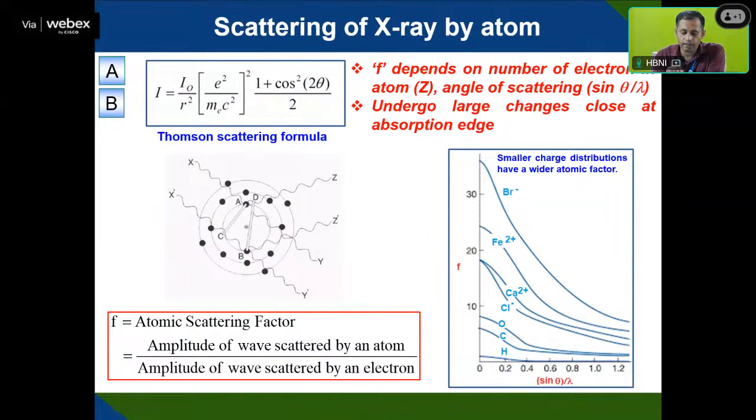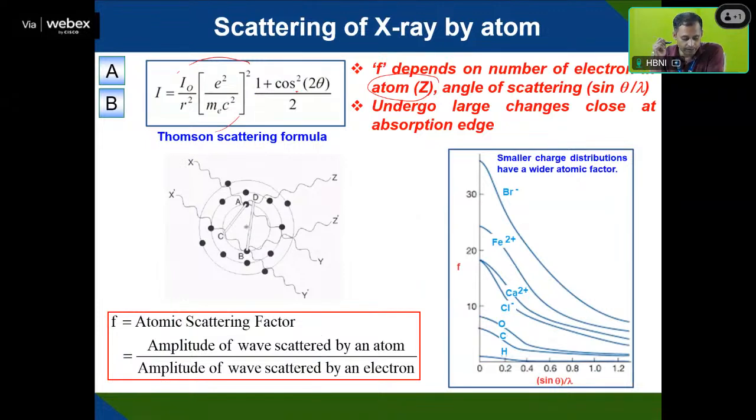You can see the factor F mainly depends upon the atomic number Z. If you combine these two factors, because in the atom electrons are there, you have the polarization formula. Using the Thomson scattering factor, I equals a constant times 1 plus cos squared 2 theta, divided by 2. So here you can see F depends on the number of electrons in the Z atoms and the angle of scattering, sin theta by lambda.